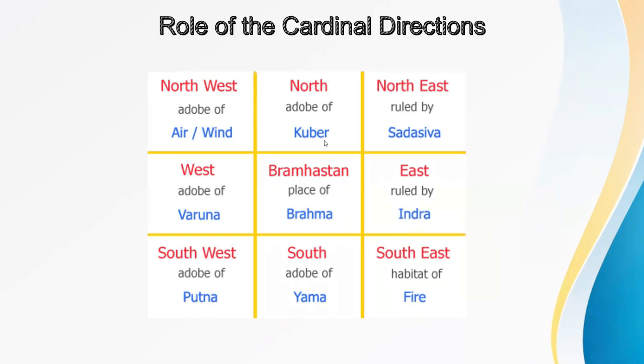The north is the abode of Kubera. Then we have northeast, which is ruled by Sadashiva. Then east is ruled by Indra. Southeast is the habitat of fire. Then south is the abode of Yama. Southwest is the abode of Pitru. And west is the abode of Varuna. Then northwest is the abode of air or wind. Then we have our central space, which is known as Brahmasthan, which is the place of Brahma.